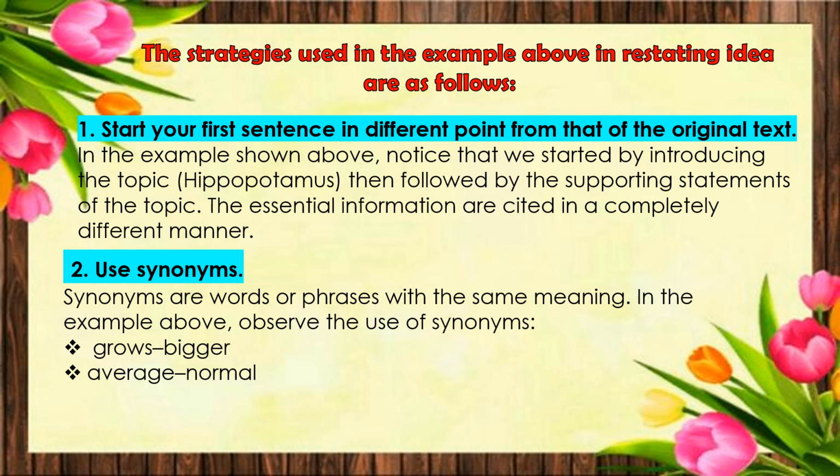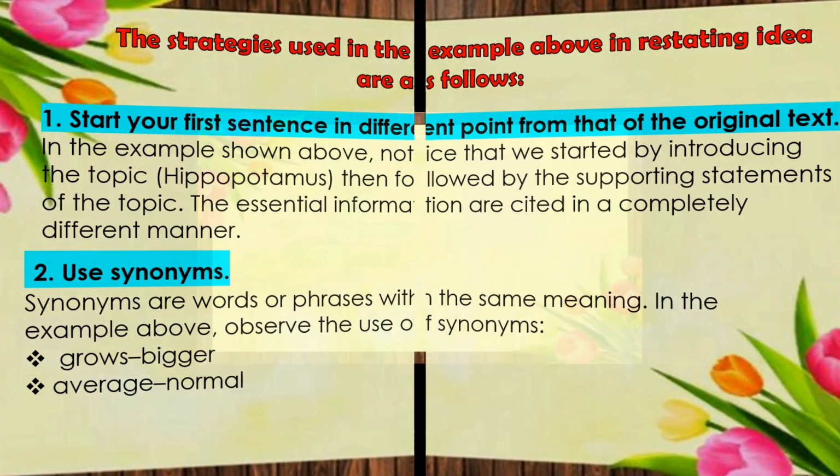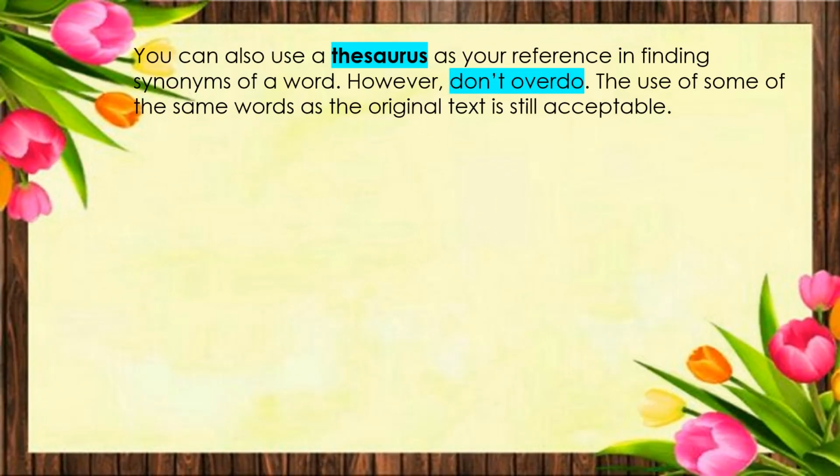Number 2, use synonyms. Synonyms are words or phrases with the same meaning. In the example above, observe the use of synonyms like gross, bigger, average, normal. You can also use a thesaurus as your reference in finding synonyms of a word. However, don't overdo it. The use of some same words as the original text is still acceptable.